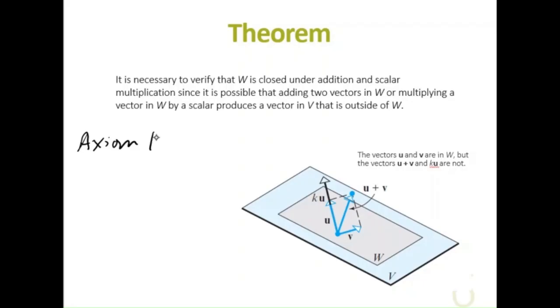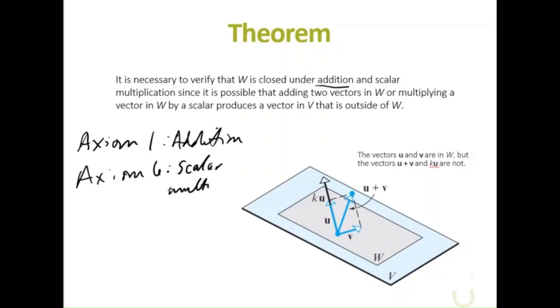So axiom 1 was what? Your addition, don't forget. And your axiom 6 was your scalar multiplication. So we have to verify those for the subspace W. So just looking at this diagram, I really like this diagram because here it kind of shows quite a few things. So look at this outer blue space here, this vector space V. So here it kind of gives you a visualization that here is this subspace W, and it's a space within a space, obviously, so W is within the vector space V. And so we have to verify that W is itself a vector space.